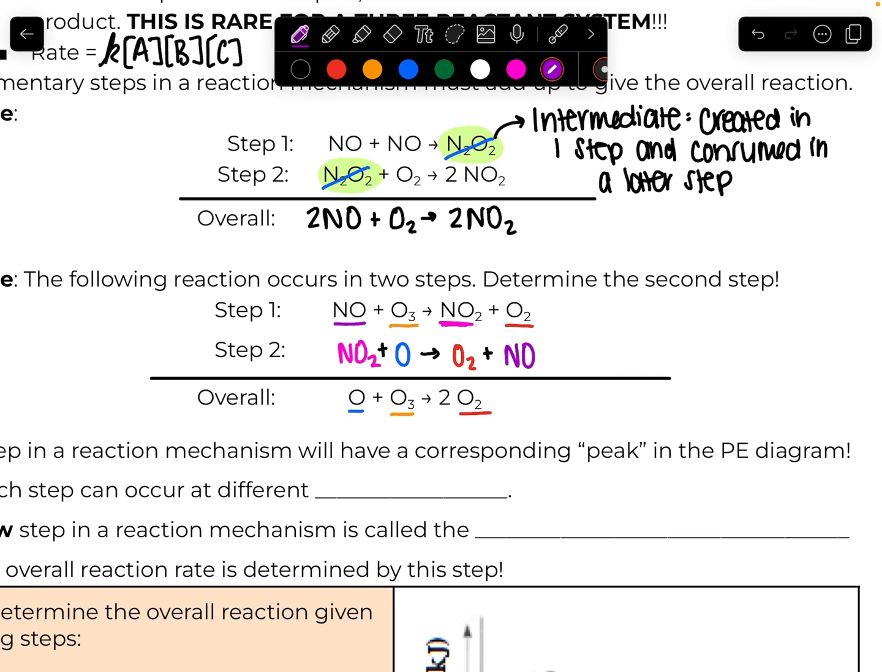So let's go through and label these things now and make sure we've got everything we need. NO shows up in our step 1, but it also shows up later as a product. This is not an intermediate. Intermediates have to be created, then consumed. This shows up in step 1, but then shows up later again in step 2. So it's still going to be canceled out, but why is this canceled out? Because it is a catalyst.